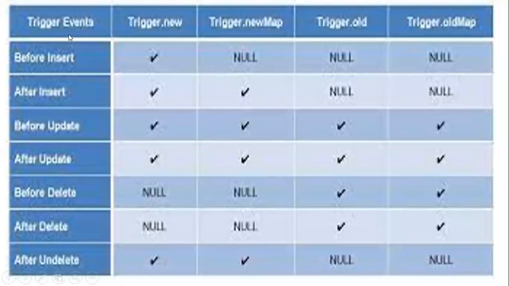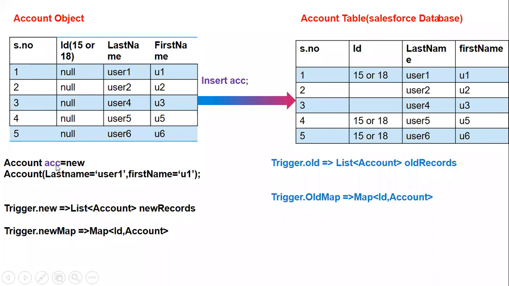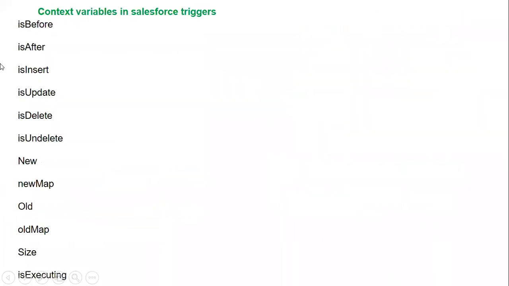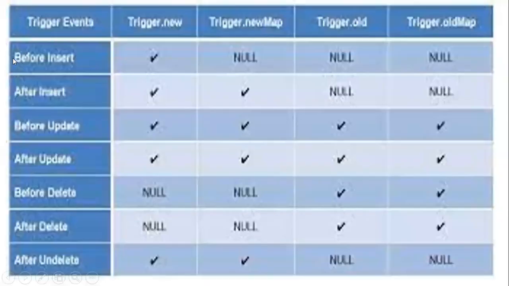So these are the trigger events, before insert and after insert. These are context variables, but these are trigger events which are used in between the parentheses at the time of trigger creation. What are those trigger events? Before insert, after insert, before update, after update, before delete, after delete, after undelete. There is no trigger event before undelete. There is only one trigger event for the undelete operation, that is after undelete.